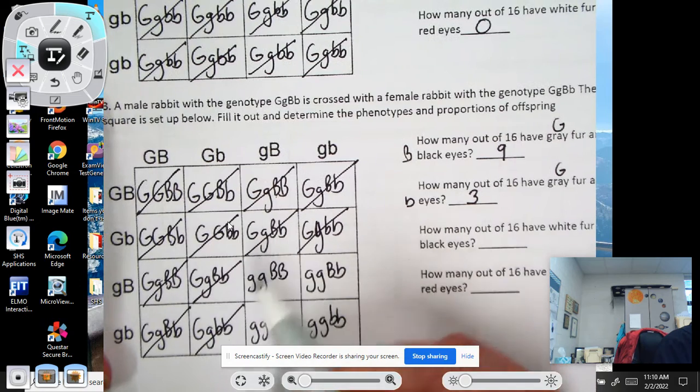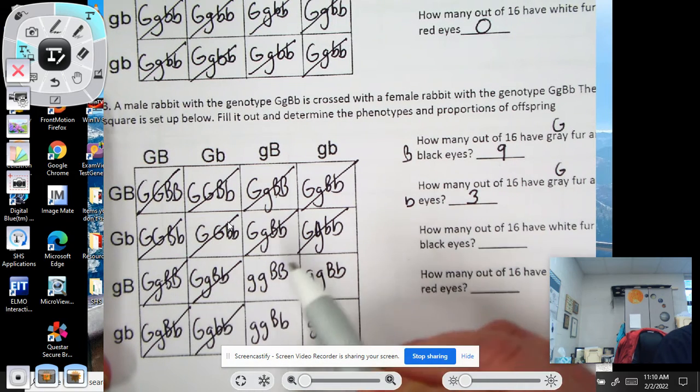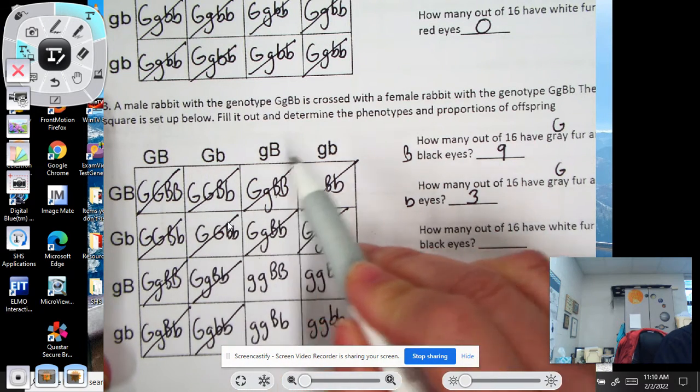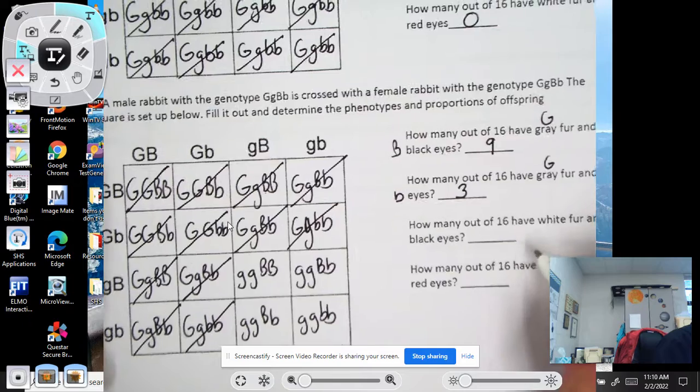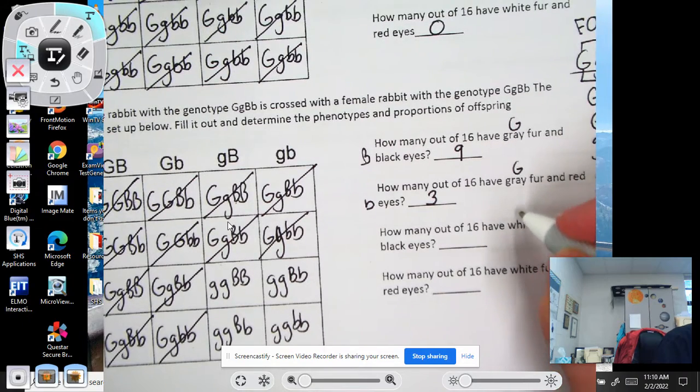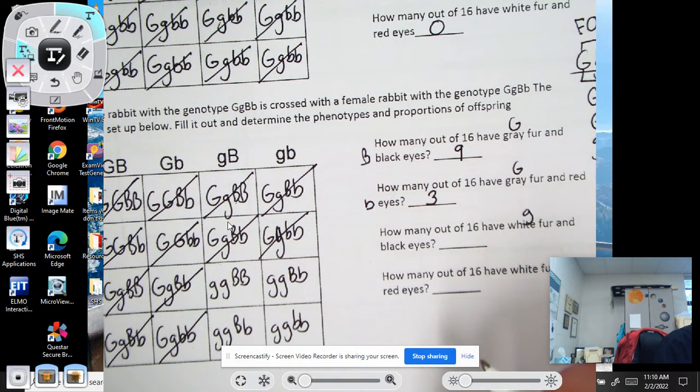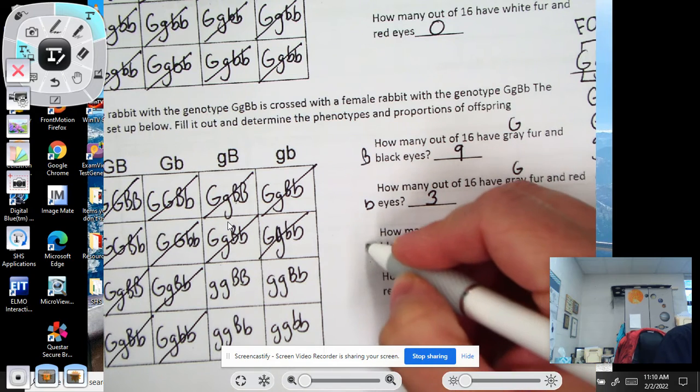And again, you start to see this pattern emerge. If you always do the FOIL method and write them out this way, the pattern will look very similar. It'll always look this way. Okay, how many have white fur? Now I'm looking for a little g, and black eyes, a capital B.